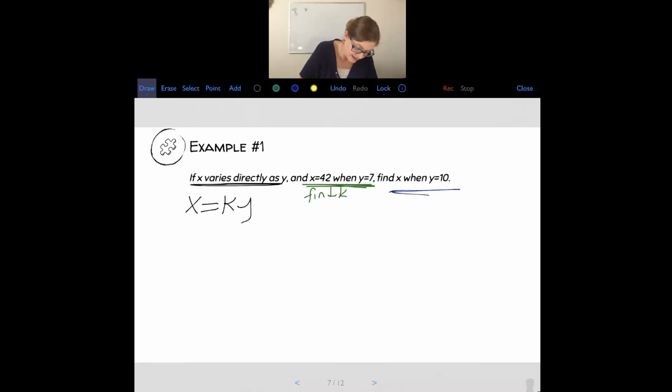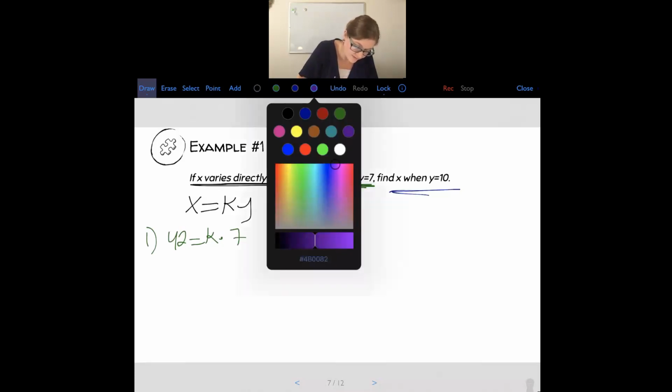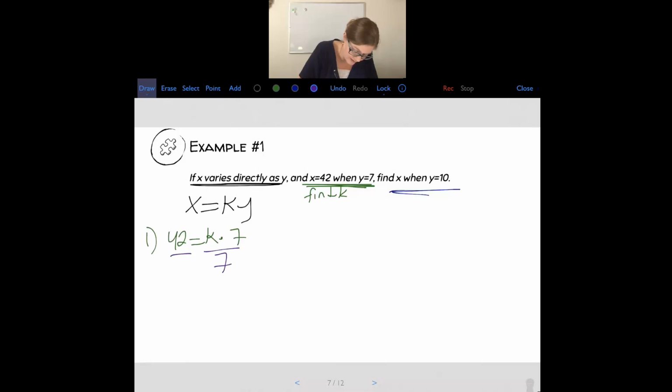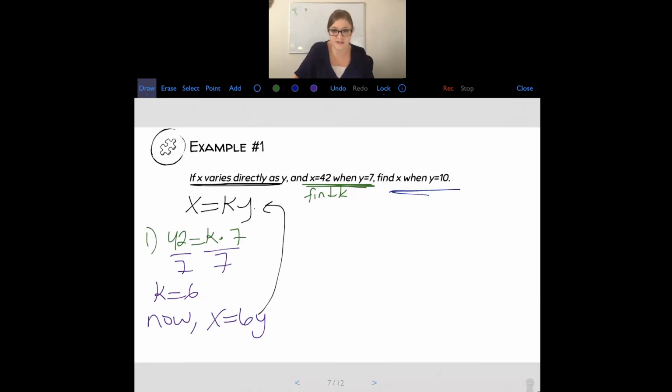So let's find k. When x is 42, y is 7. In order to solve for k, we divide both sides by 7. So we get k equals 6. So now what we have is x equals 6 times y. All I did was plug in 6 for k in our starting equation.